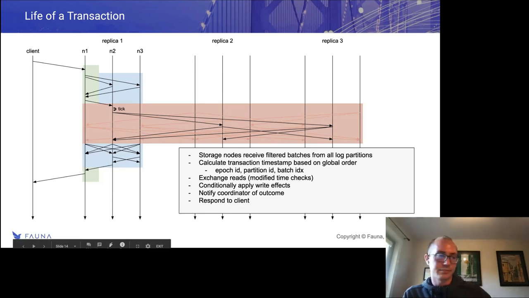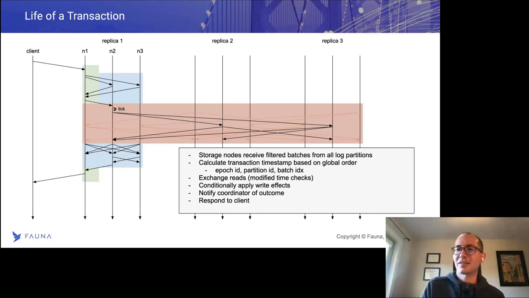Yeah, just a question about the chart. So I see replica 1, 2, and 3. Replica 1 is on node 1, 2, and 3. Are replica 2 and replica 3 also on node 1, 2, and 3, or are they on 4, 5, 6, 7, 8, 9? Oh, yeah. Sorry, that's an oversight on my part. Yes, they're on nodes 4, 5, 6, 7, 8, 9. So 9 node cluster.